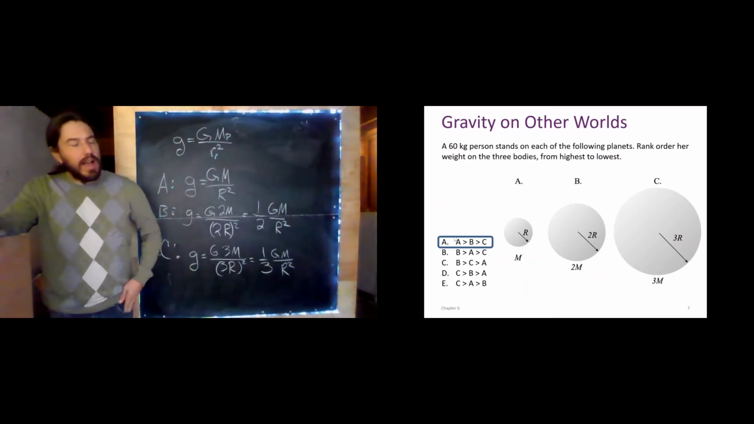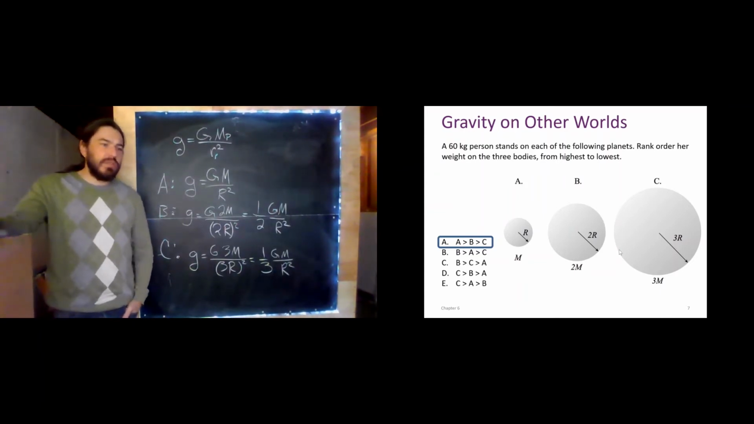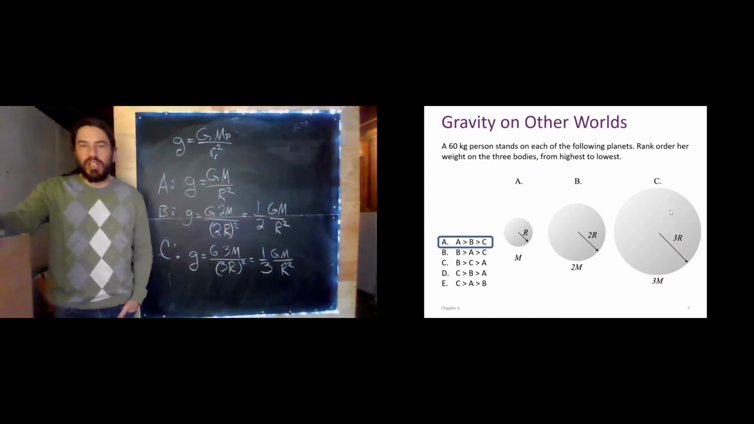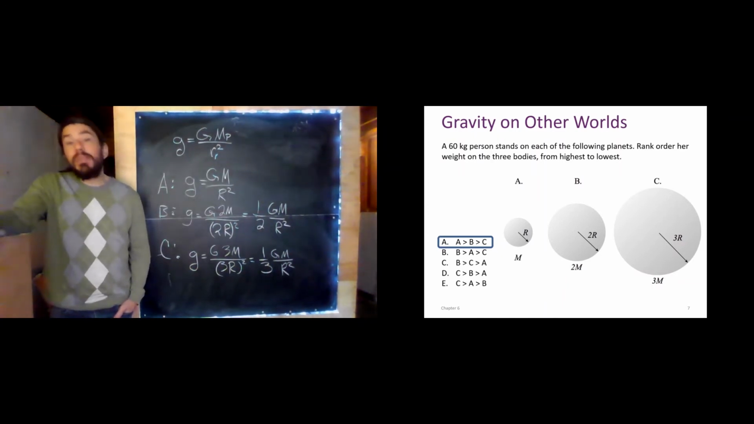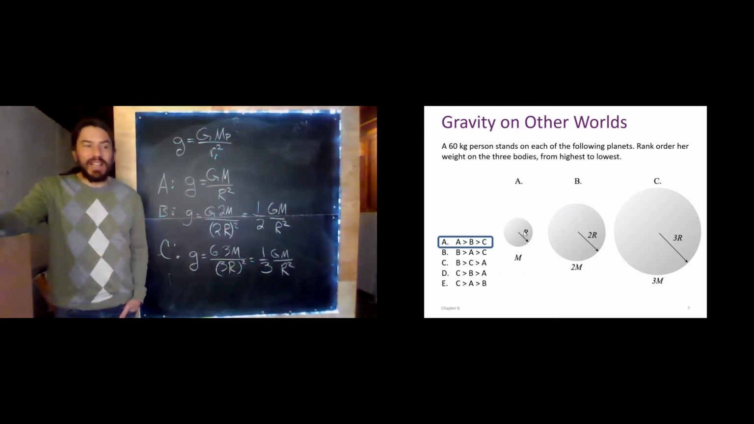A lot of times when I do this, students are a little tripped up because students just immediately assume the largest planet should have the largest gravity. But it really depends on the density. Notice that these planets do not have the same density. Notice that the density of A is much greater than the density of C. And so that's part of how we can wrap our brains around how it is that A has the greatest gravity at the surface, even though it's the smallest planet. And the answer is, it has the greatest density.